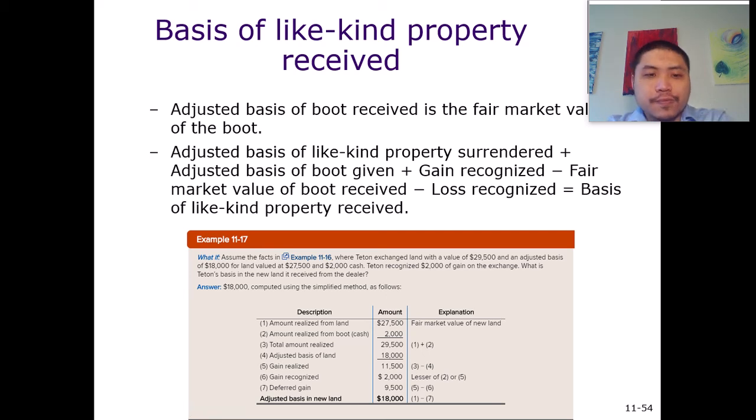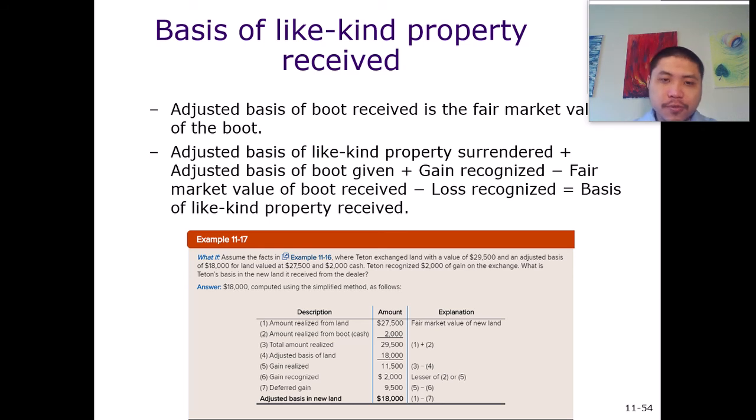Example: assume that Titan exchanged the land with the value of $29,500 and an adjusted basis of $18,000 for land valued at $27,500 and $2,000 cash. And Titan already recognized $2,000 gain on the exchange. We know this from the last example. So the question asks, what is the basis in the new land you received?